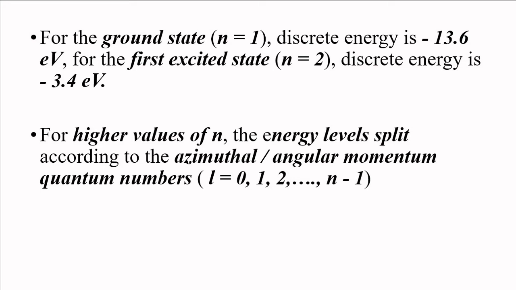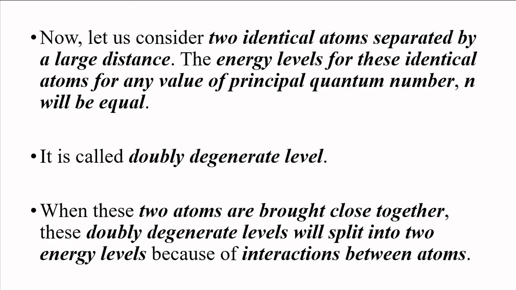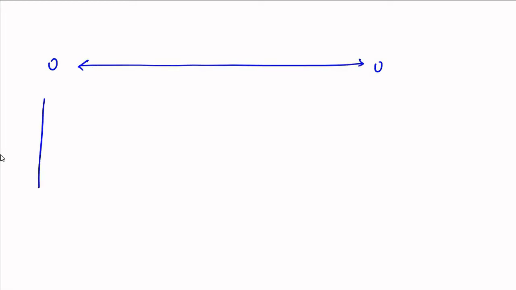The simple way to understand this is to consider two identical atoms separated by a large distance. Identical atoms will have the same amount of energy levels. Let us try to understand. Let us say we have two atoms which are separated by a large distance. They are isolated, so they will have a certain fixed value of energy for a particular orbit, or particular quantum number n.